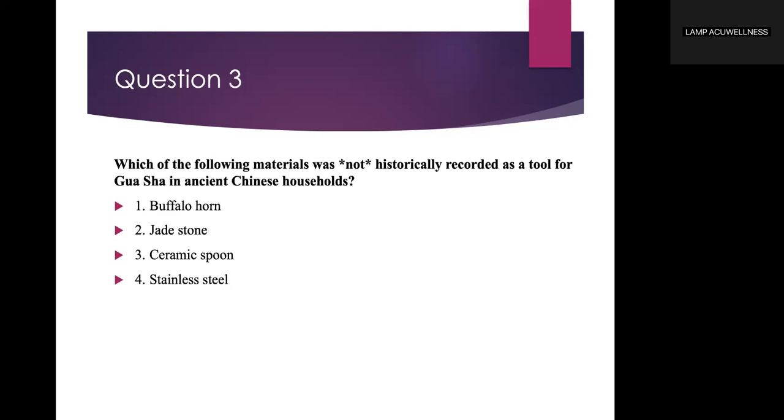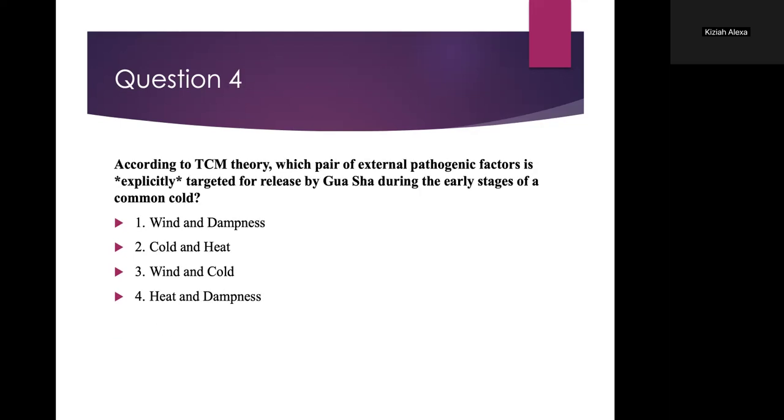Number 3, which of the following materials was not historically recorded as a tool for Gua Sha in ancient Chinese households? Stainless steel. Of course. Number 4, according to TCM theory, which pair of external pathogenic factors is explicitly targeted for release by Gua Sha during the early stages of a common cold? In other words, kung may common cold, these are the two external pathogenic factors that we want to release. Wind and cold, of course.